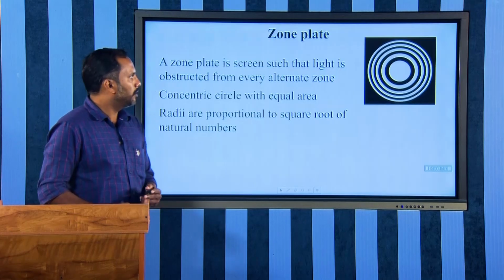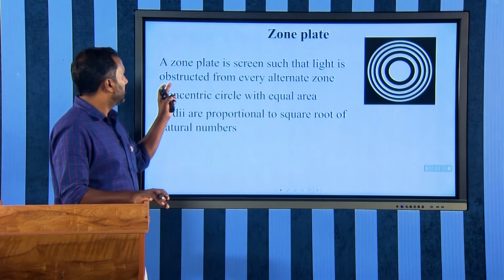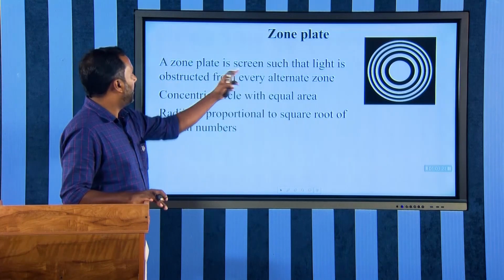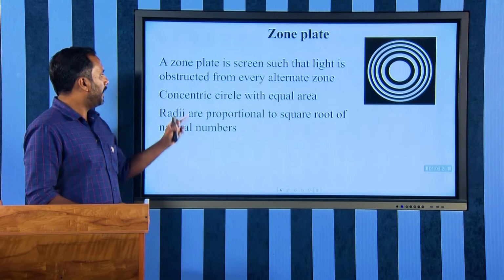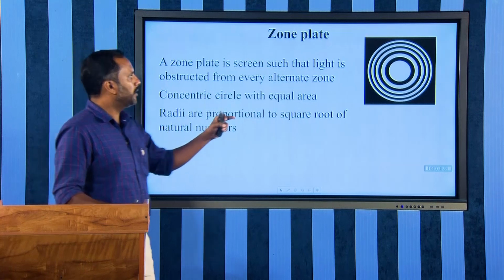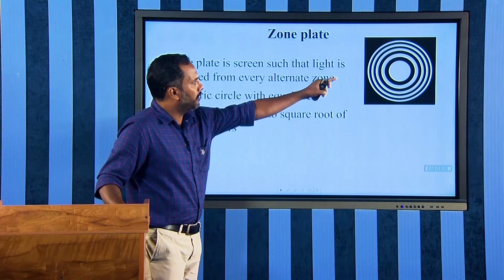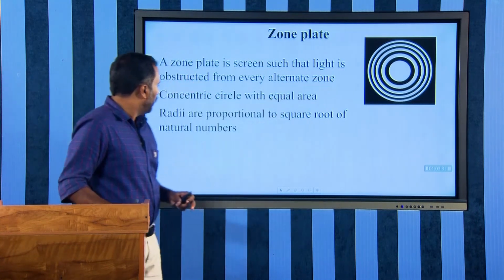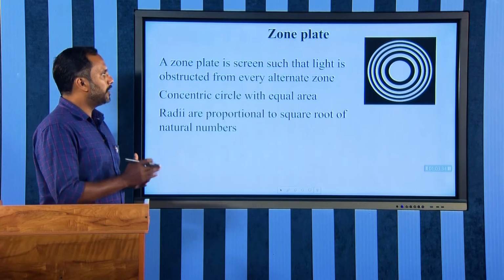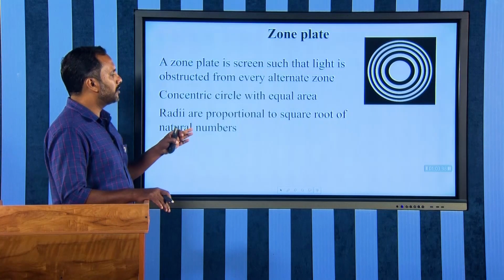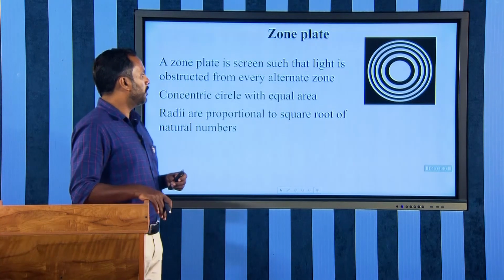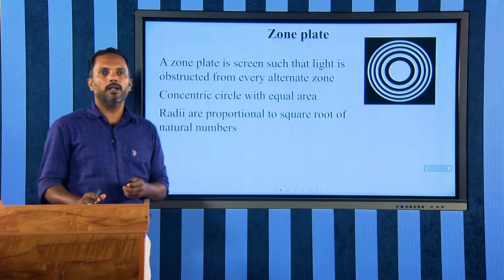Now, this is the zone plate. A zone plate is a screen such that the light is obstructed from every alternate zone, and it has concentric circles with equal area. You see here there are concentric circles, and the condition of this zone plate is that the radii of these rings are proportional to the square root of the natural numbers.